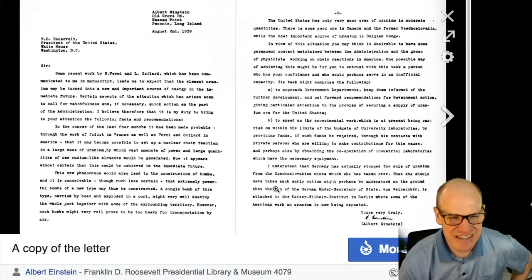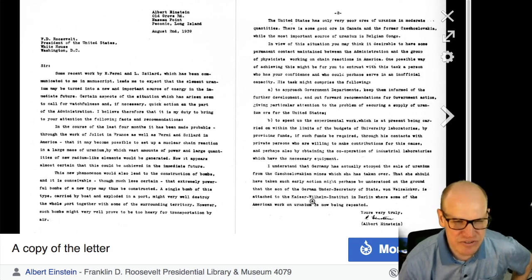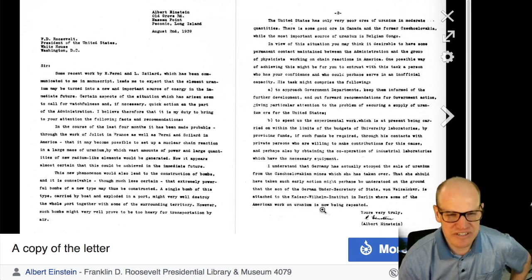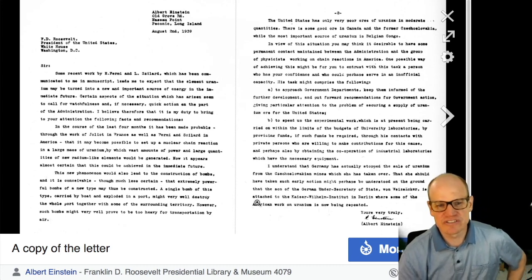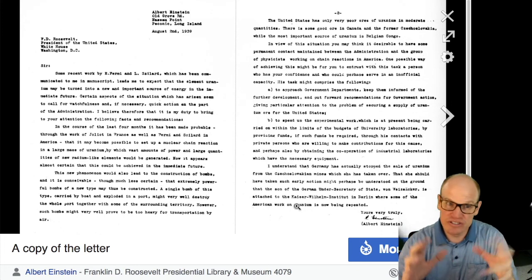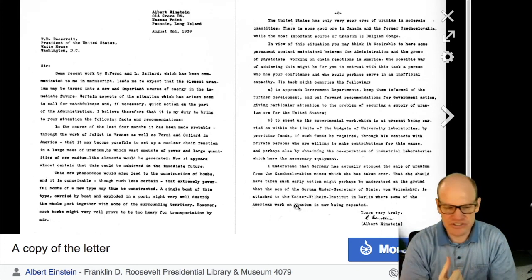That she should have taken such early action might perhaps be understood on the ground that the son of the German Undersecretary of State, von Weizsäcker, is attached to the Kaiser Wilhelm Institute in Berlin, where some of the American work on uranium is now being repeated. So it was this Kaiser Wilhelm Institute in Berlin, where there's some work going on. Anyway, so Einstein is saying, you need to do this. And this is what spawned the Manhattan Project and got it going.